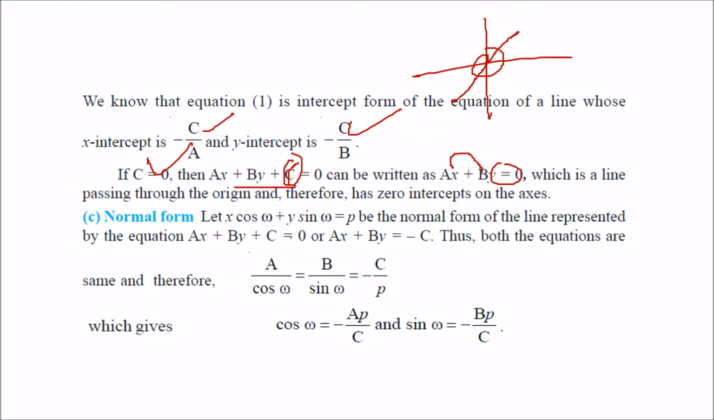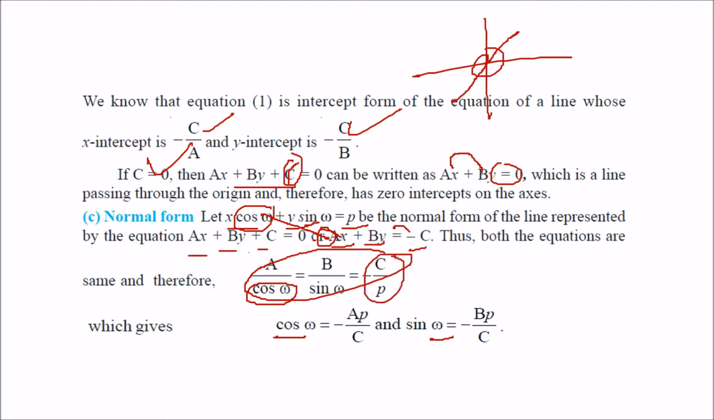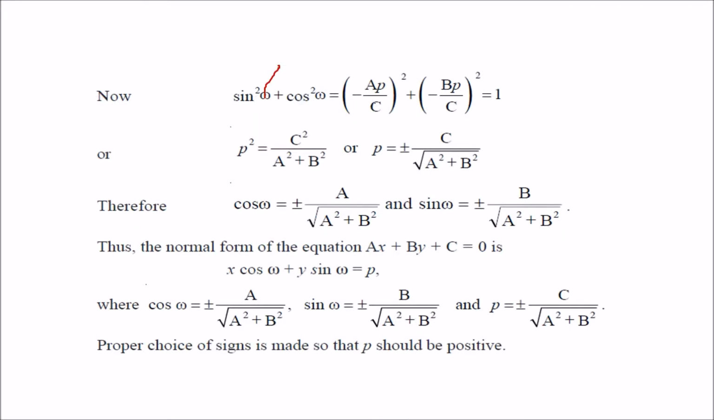Let us take the normal form. The normal form is x cos omega + y sin omega = p. Let us equate this with Ax + By + C = 0, taking C to the other side as minus C. Because these are similar, we take the ratio of the coefficients: A by cos omega, B by sin omega, equal to minus C by p. So in this case we get cos omega and sin omega. But we can also apply the equation cos squared omega + sin squared omega = 1. So these two squares sum to 1, and by using this we can get p directly.